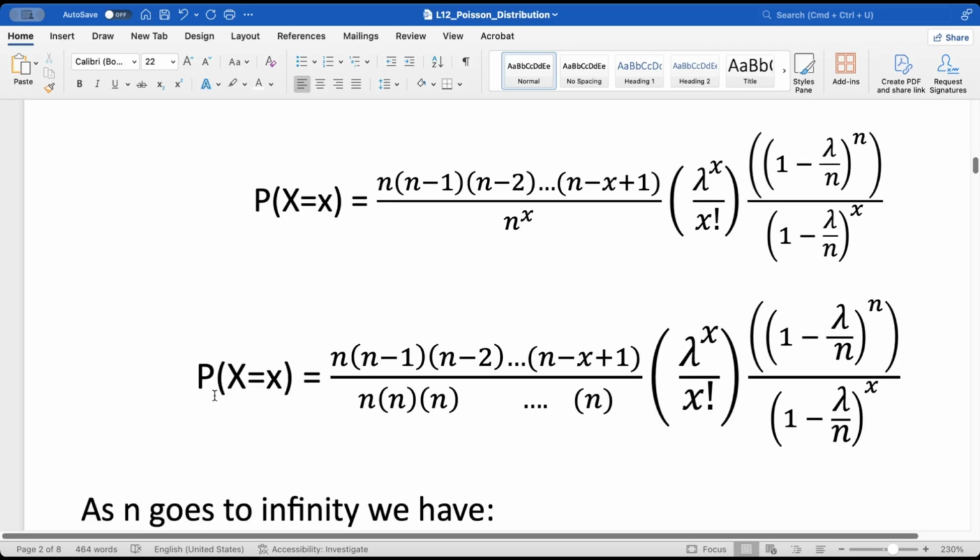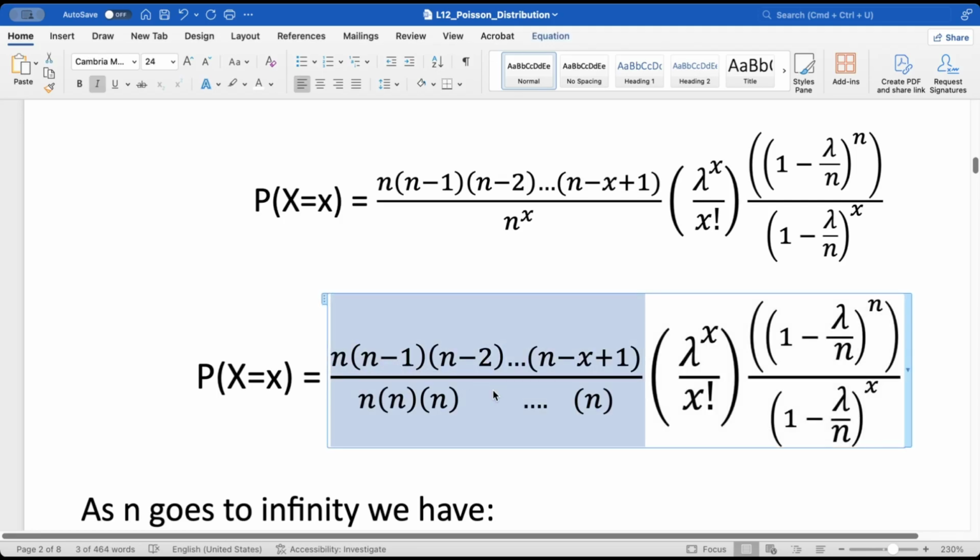So what's happening here? n over n goes to 1, n minus 1 over n goes to 1, n minus 2 over n goes to 1. A little bit trickier argument here, but essentially, again, not a rigorous proof, each of those fractions is going to approach 1. So that part's going to go to 1.